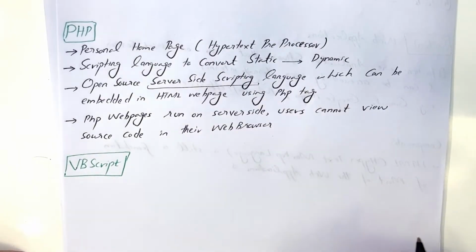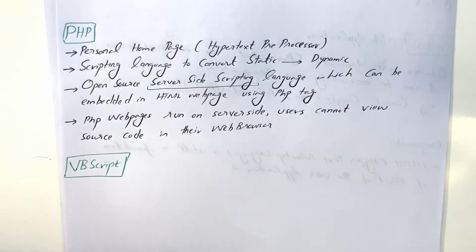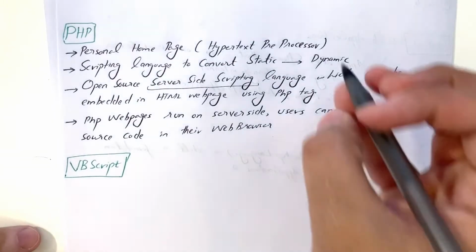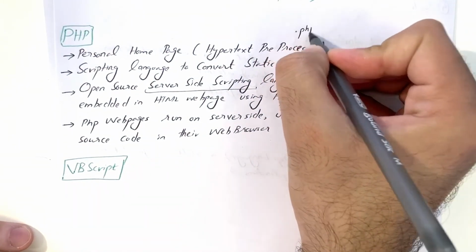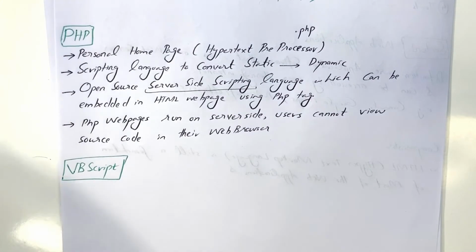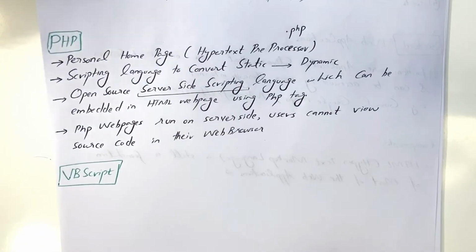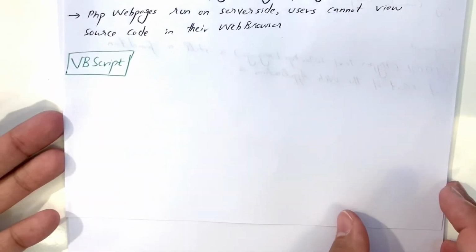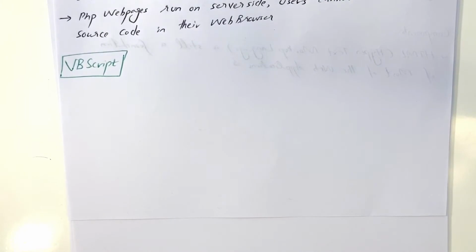So PHP code, a PHP script, when it executes, it only shows the output. So users cannot see the source code. And a web page, if it is designed using PHP, the extension is .php. So if you see any web page with extension .php, it means that website or that particular web page is designed using PHP script. The next is VBScript, another scripting language, Visual Basic Script.